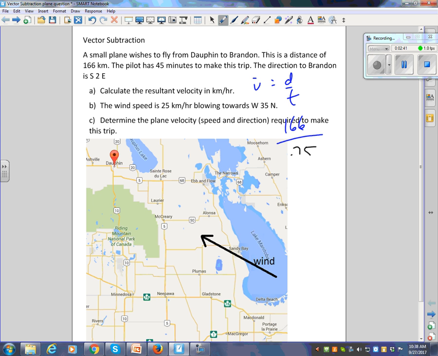How would you do that if you didn't just know it was right on the quarter? Like, what if it was 42 minutes? Sarah, how would you convert 42 minutes to hours? Divide by 60, right? You would have to divide by 60. So 45 divided by 60 on your calculator will give you 0.75. Okay, so now I can find the resultant velocity.